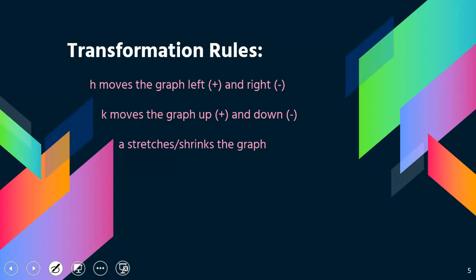Remember the transformation rules, okay? H moves the graph left and right, left if it's plus, right if it's minus. K moves the graph up and down, plus for up, minus for down. And A stretches or shrinks the graph, okay?